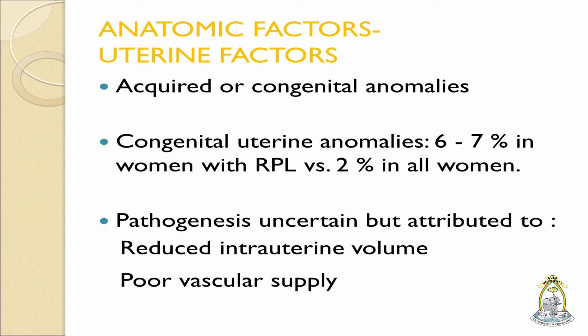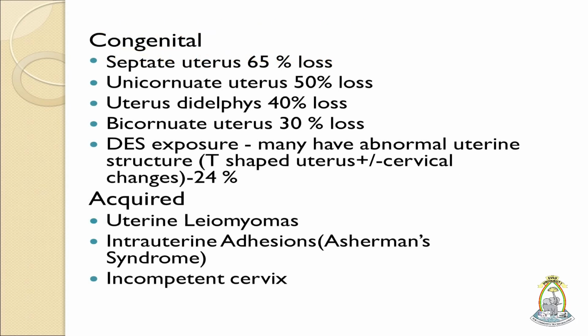The other cause of recurrent pregnancy loss can be uterine factors, and this can be acquired or congenital. Congenital uterine anomalies occur in up to 7% of women with recurrent pregnancy loss compared to 2% of all women. So that means they are more likely to cause that. The pathogenesis is not very clear, although it may be because of reduced intrauterine volume or because of poor vasculature, especially if you have a uterine septum and the fetus getting implanted on the septum, which has poor blood supply, is more likely to be lost.